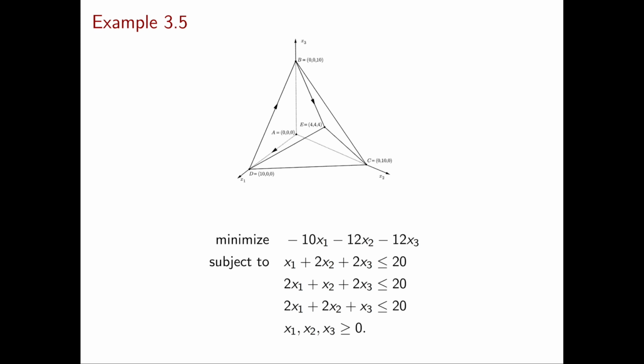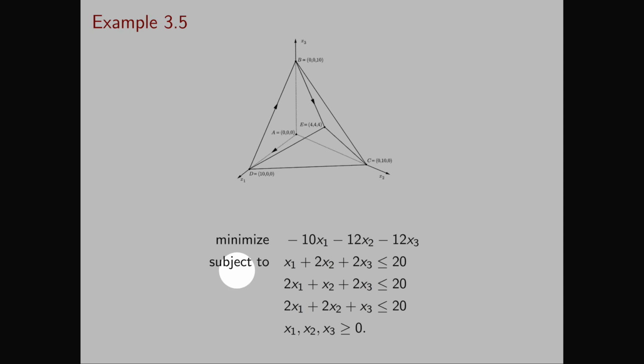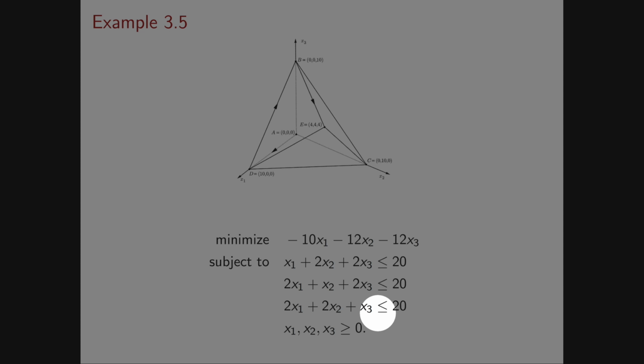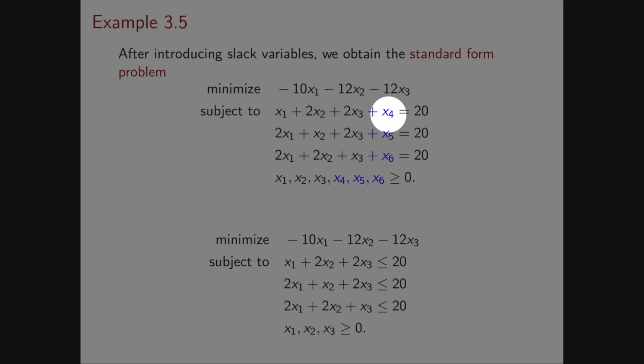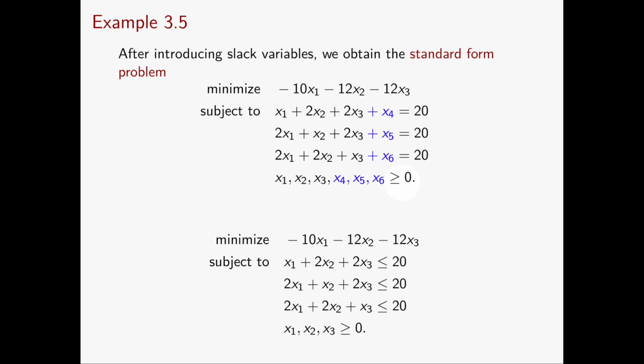The first thing that we should observe in this example is that this problem is not in standard form. In fact, while I have all variables non-negative, the problem is that the remaining constraints are not equality constraints, but they are inequality constraints. However, we know how we can transform easily this problem in standard form. Namely, we need to introduce slack variables. In fact, we add one slack variable for every constraint, plus x4 for the first, plus x5 for the second, and plus x6 for the third. And we add the constraint that all these slack variables are greater than or equal to 0.